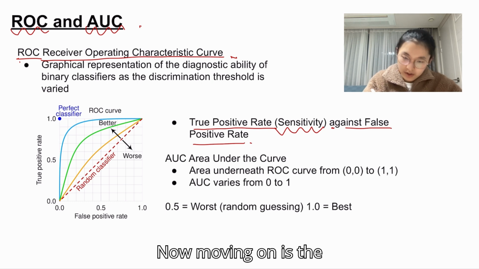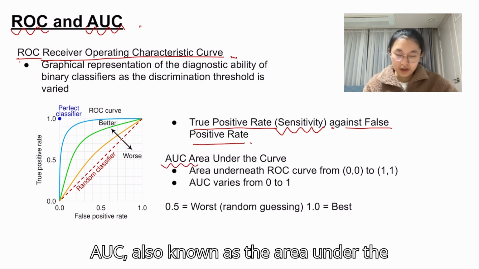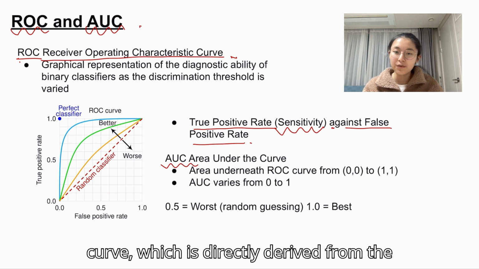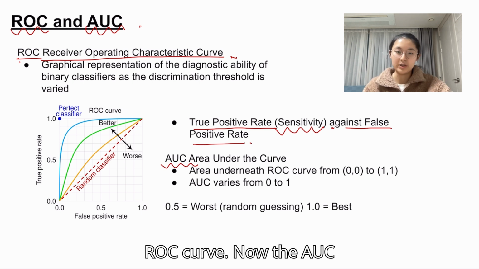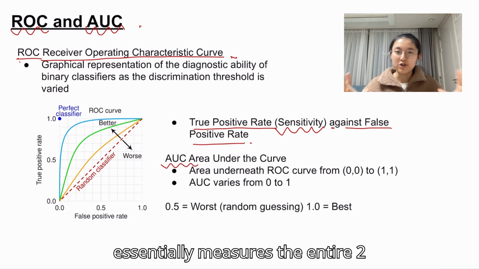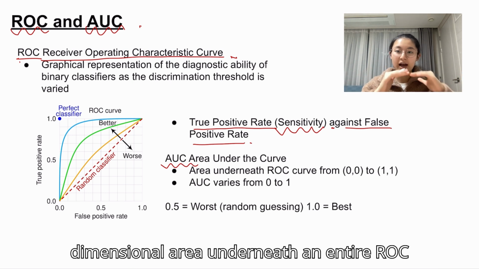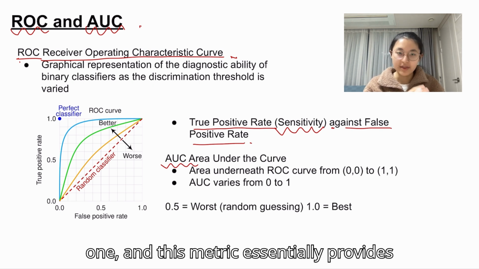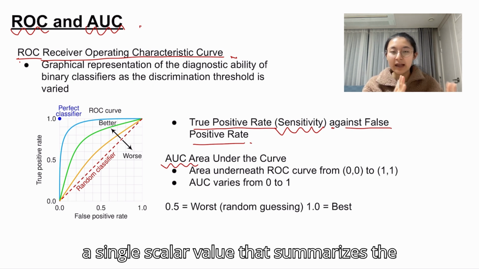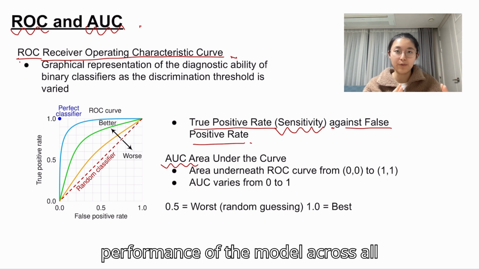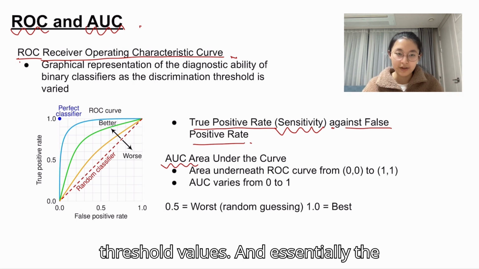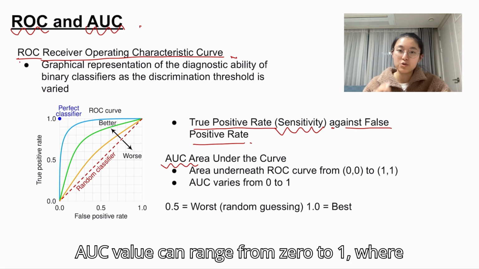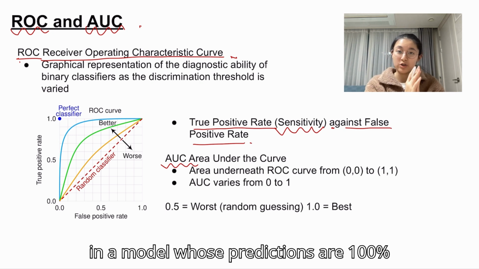Now, moving on is the AUC, also known as the area under the curve, which is directly derived from the ROC curve. Now, the AUC essentially measures the entire two-dimensional area underneath an entire ROC curve from (0, 0) to (1, 1). And this metric provides a single scalar value that summarizes the performance of the model across all threshold values.